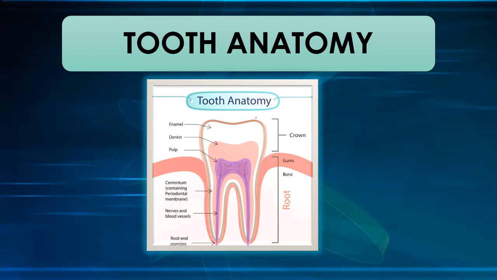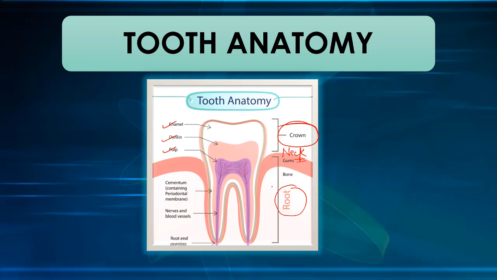Tooth anatomy. In tooth anatomy, you can see the crown is having enamel, dentine, and the pulp. Then you can see the root portion and the neck portion. This is the neck portion.